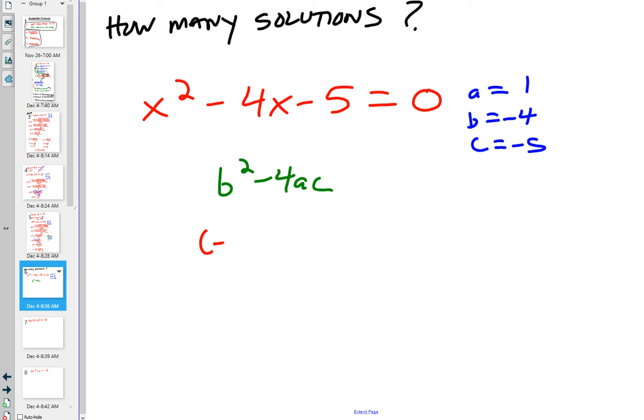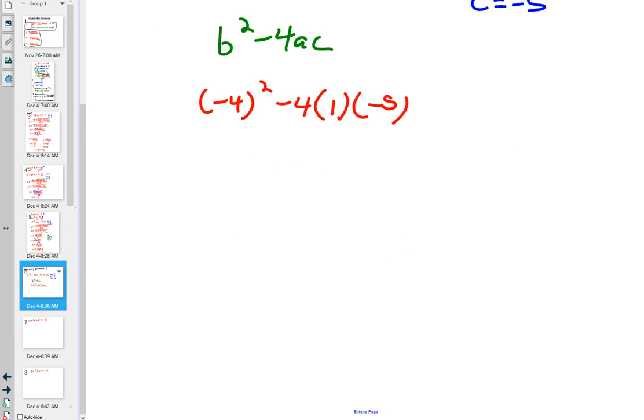So b is negative 4 squared minus 4, a is 1, c is negative 5. Negative 4 squared is 16. How many negatives come after the square? 2, so I write a plus. 4 times 1 times 5 is 20, which gives me 36.